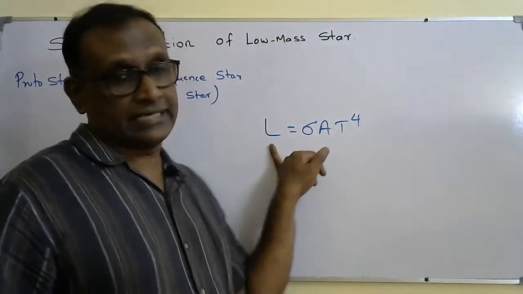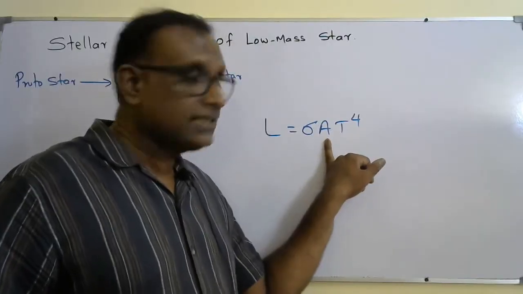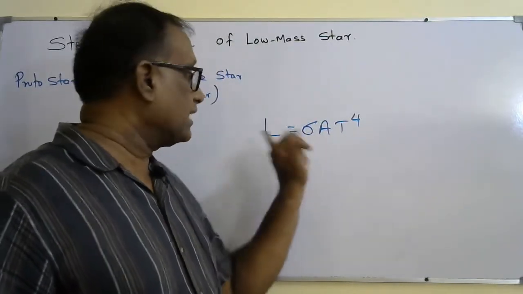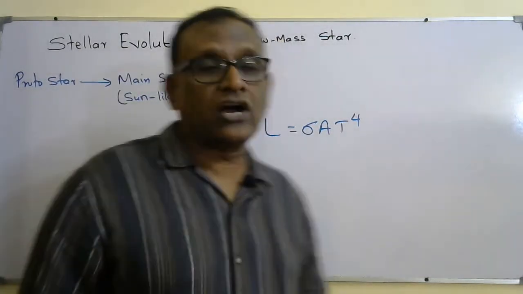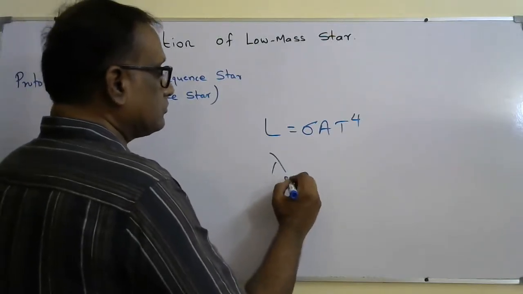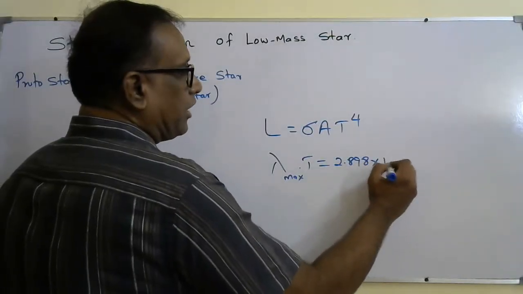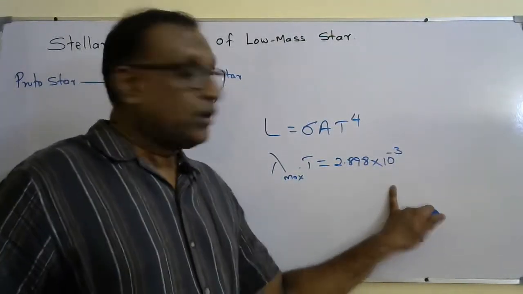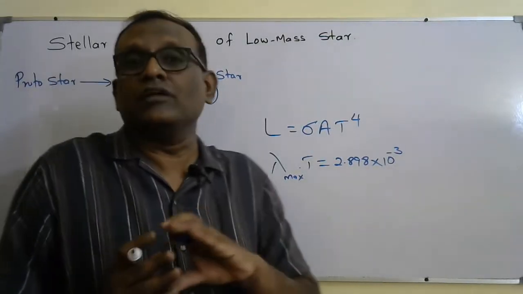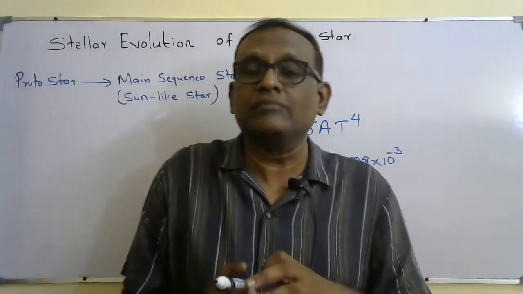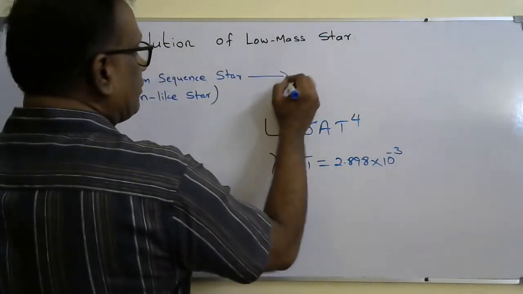The increase in surface area is very high. Because of that, luminosity will increase. Temperature is decreasing, surface area is increasing, so luminosity also will increase. Since the temperature is decreasing, according to Wien's law, where the constant is 2.898 times 10 to the power minus 3, what happens? The lambda max will increase because T is decreasing. The star will become more reddish. The star will become red in color. We call it a red giant. So after the main sequence state, the star will become a red giant.